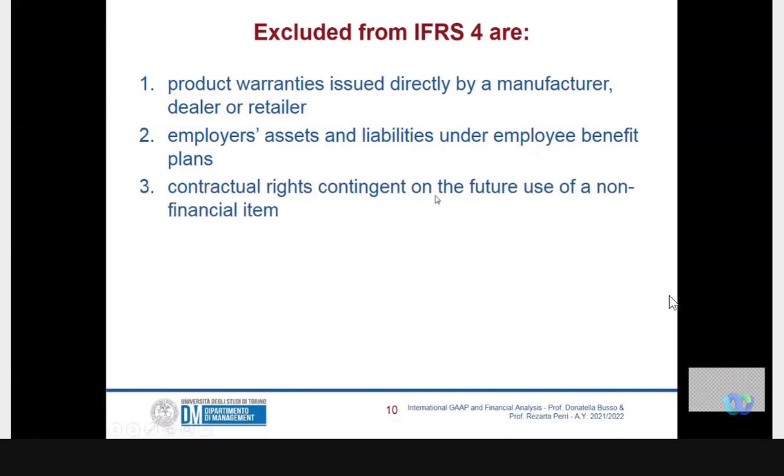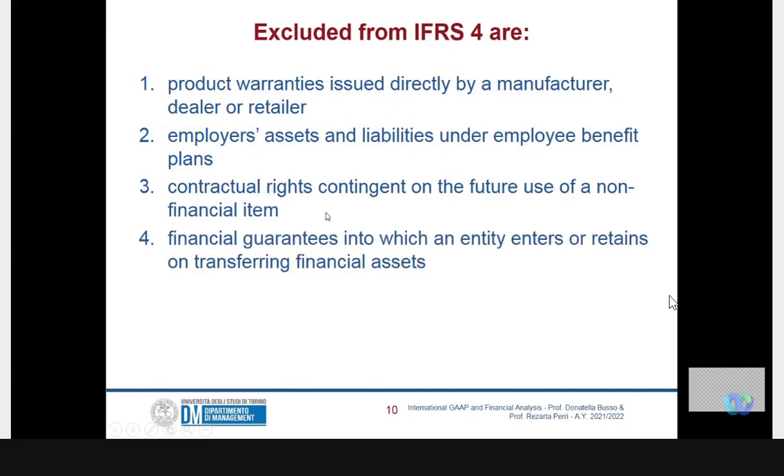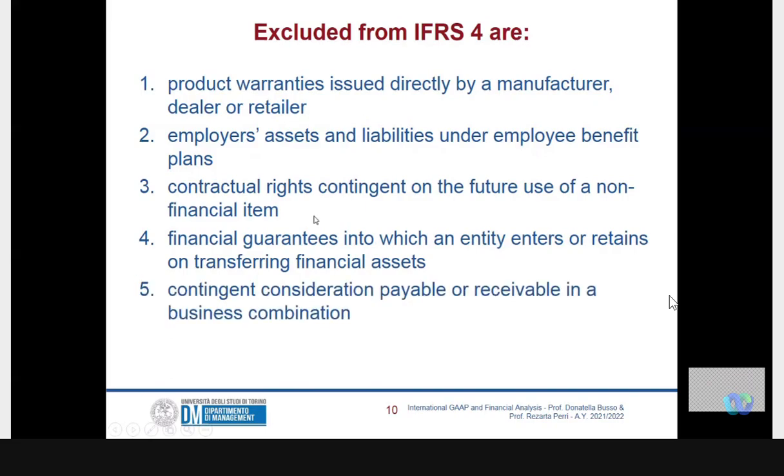Something else excluded from IFRS 4 is contractual rights contingent on the future use of a non-financial item. Again, all the items mentioned here are already included in other standards. Financial guarantees into which an entity enters or retains on transferring financial assets, and contingent consideration payable or receivable in a business combination. We have a specific standard for business combinations. We have specific standards about warranties and contingent liability and assets. We have specific standards about employee benefit plans. And therefore, these are not going to be included or regulated under IFRS 4.